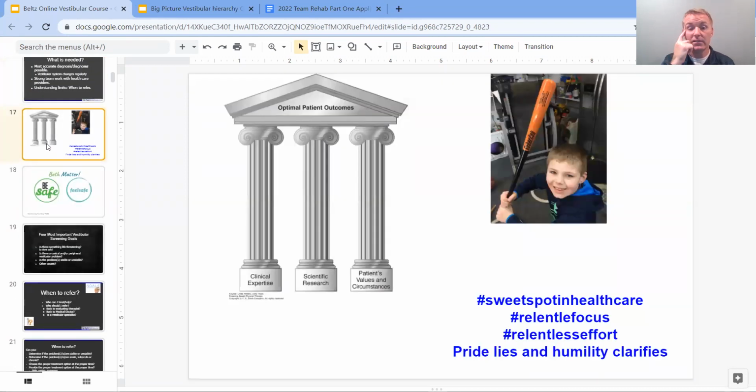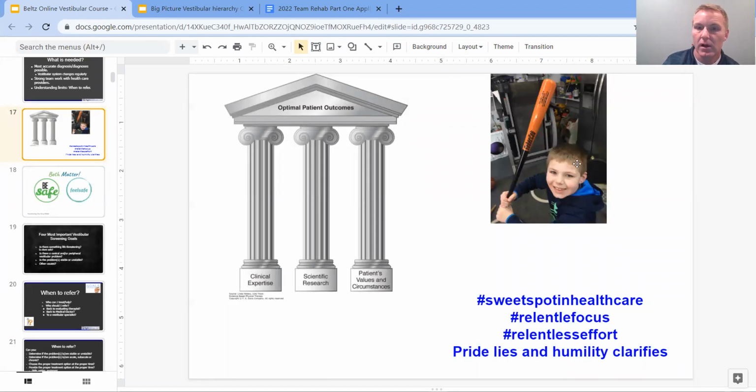Now, I love this next slide. This is the definition of evidence-based therapy. And this is how we get optimal patient outcomes. We need to have our clinical expertise combined with scientific research, and include our patient's values and circumstances, and kind of what the patient wants, with what's out there with evidence, with our experience. We put all that together, and that's how we get our optimal patient outcomes. And I like to say that's the sweet spot.